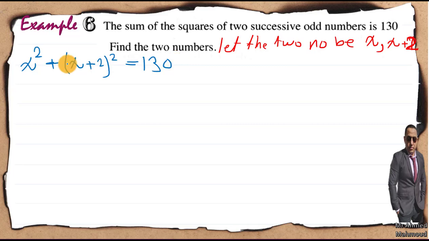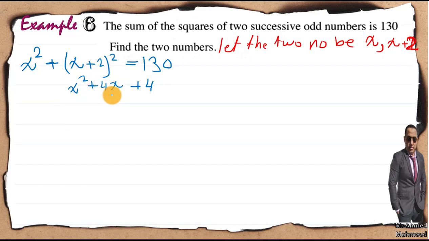Now I have a bracket power of 2. Outside the bracket there are x power of 2 and 130, so I have to expand this bracket. Okay, how can I expand x plus 2 all power of 2? First, remember the rule. First power of 2, x power of 2, second power of 2, 2 power of 2 equals 4, and 2 times first times second. 2 times x times 2, 2 times x equals 2x, times 2 equals 4x, positive 4x.